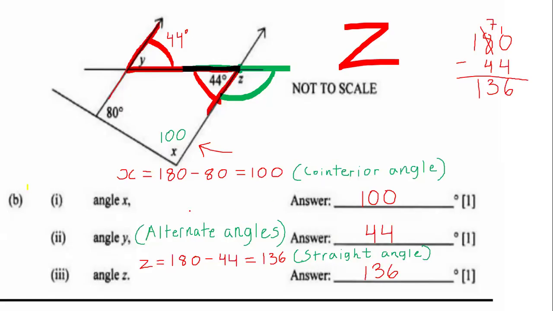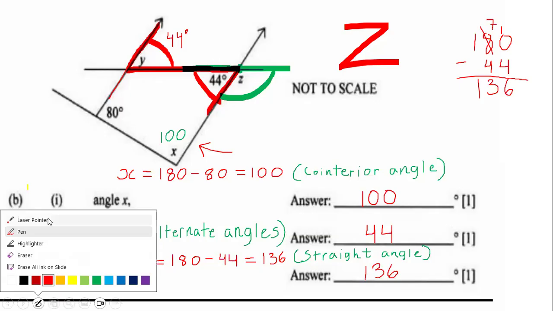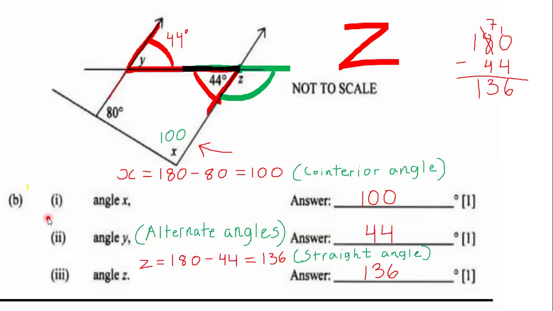Kelvin Gordon, where's Kelvin Gordon? Kelvin. So, do you understand how we got Z? Kind of. Do you understand how we got Z? Yes, sir. You said kind of. Okay. So notice, right? This is on a straight line, right? Kelvin? Yes, sir. Good.